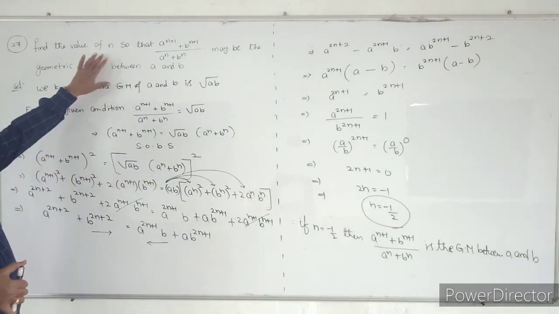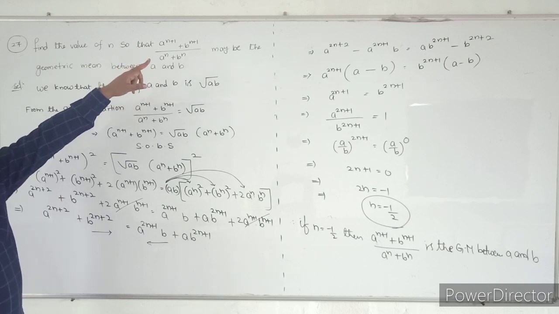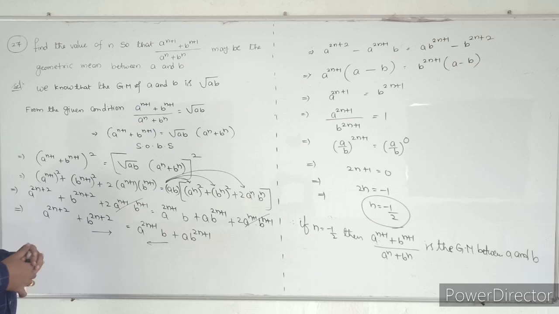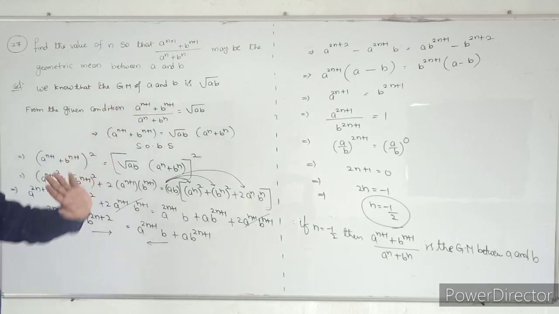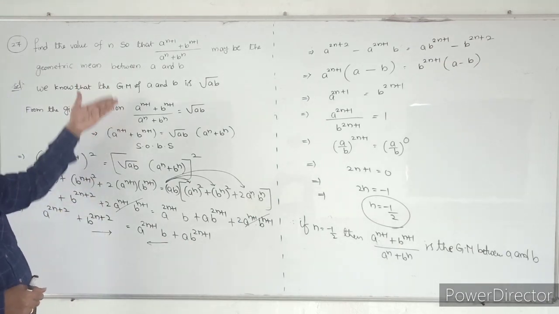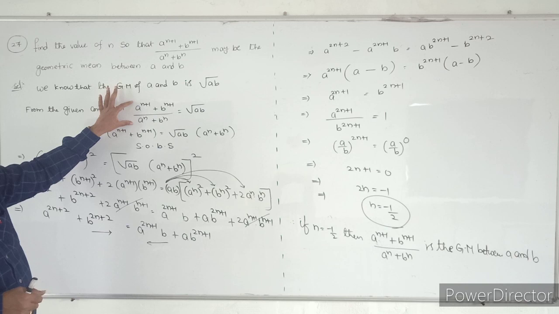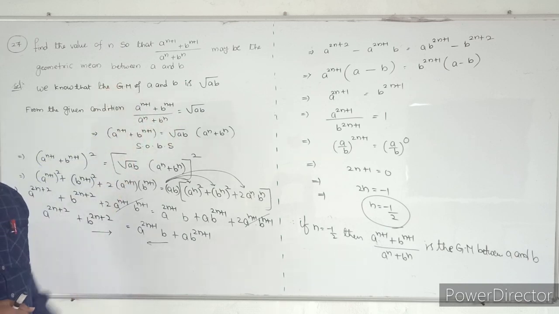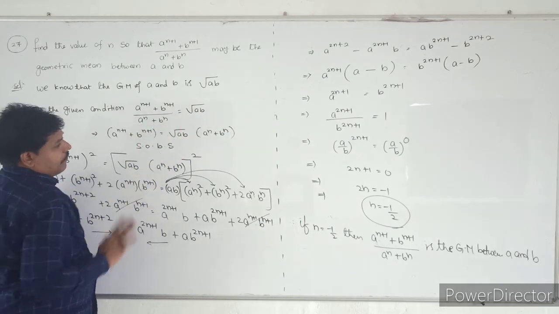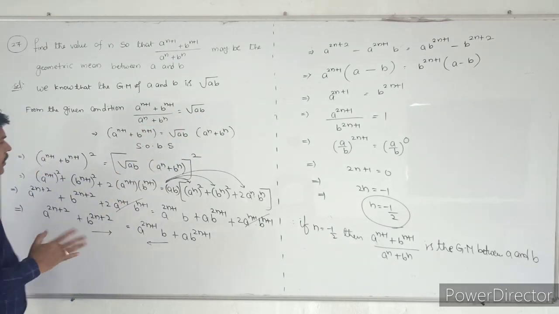They are asking for what value of n, a power n plus 1 plus b power n plus 1 by a power n plus b power n is the geometric mean of a and b. Already we know that the geometric mean of a and b is root ab. So from the given condition, that is from the problem, they are already giving this as the geometric mean, that is equal to square root of ab. So take a power n plus b power n to that side and take the square on both sides.